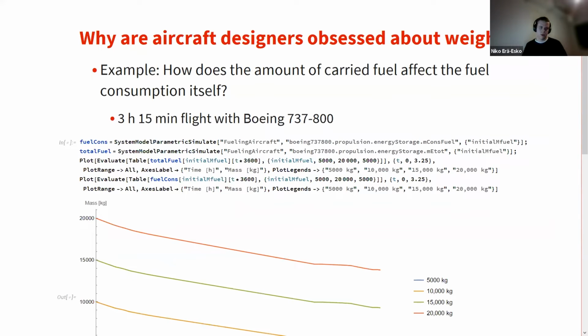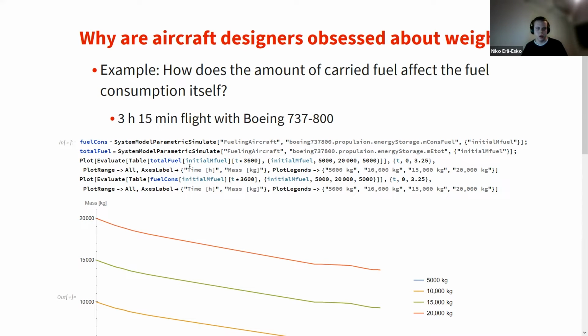I will start by pointing out one key variable in aircraft design, which is the aircraft's weight, and why aircraft designers and the airlines especially are obsessed about it. Why do they want to find ways to reduce aircraft weight, and why do they charge ridiculous amounts for excess or overweight baggage and so on?